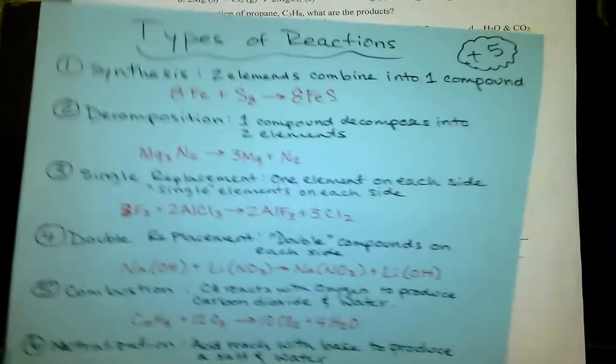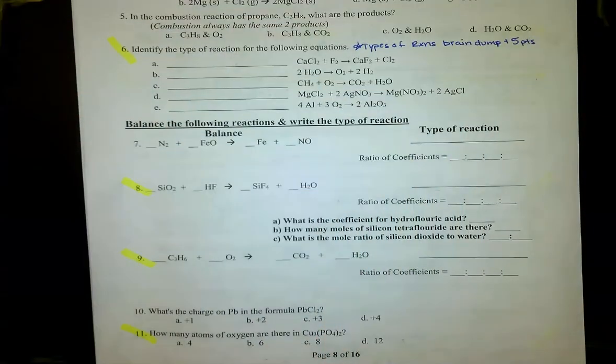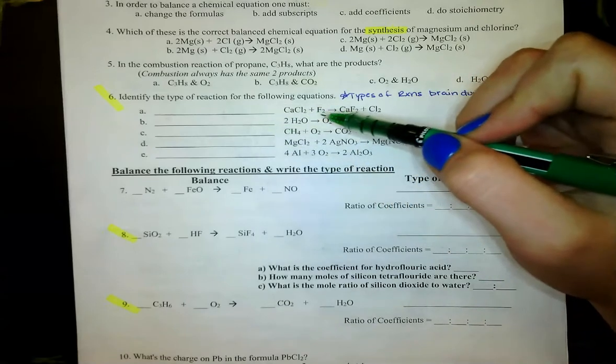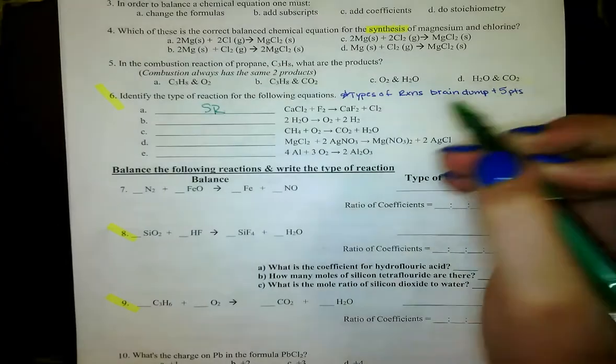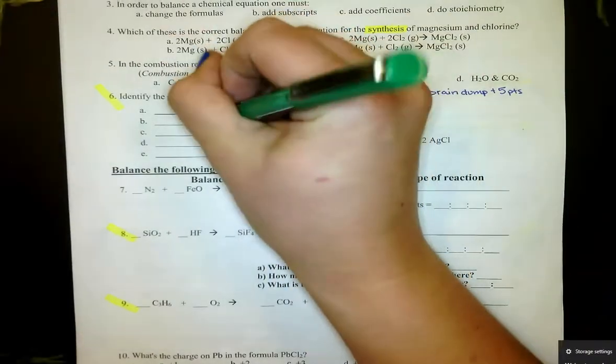Okay, this picture is also up on my Canvas, so you can print it out, or you can write your own out. You need to have a handwritten one for your exam, though. Okay? So let's look here. A, we have a single element on both sides, so this is going to be single replacement. B, we have 1 compound decomposing into its separate parts, so it's decomposition.